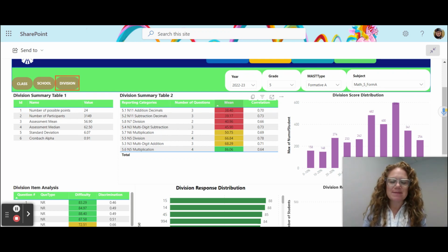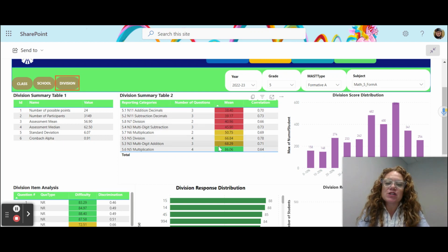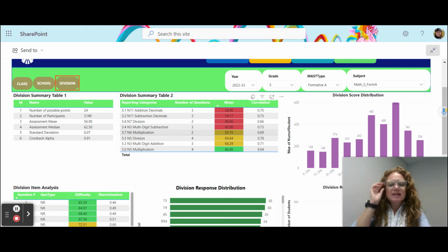Of course, the eye likes to make sense of things, and color helps to make sense of things. So we can see very clearly that an area of strength for the division was number outcome 5, which was basic facts. We can see that number outcome 3, multi-digit addition, number outcome 5, division, which was basic facts of division, and number outcome 6 of multiplication, which was a multi-digit multiplication outcome, we did okay as a division.